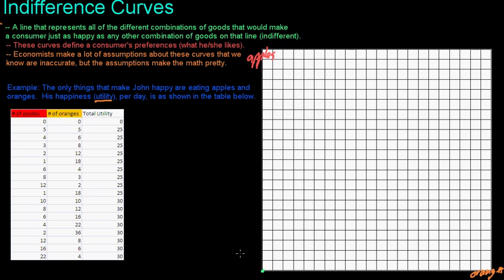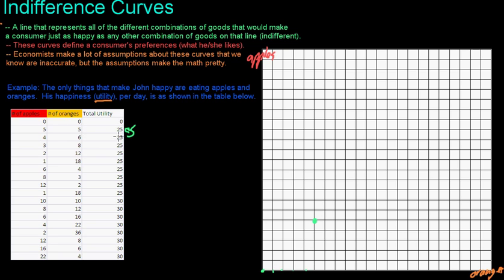Alright, so then if he gets 5 apples and 5 oranges, he has 25 units of utility. He has 25 units of happiness. So we're going to go over 1, 2, 3, 4, 5, and up 1, 2, 3, 4, 5, and this is going to be our first point on our indifference curve. So now if he eats 4 apples and 6 oranges, he is just as happy. He is just as happy as if he were eating 5 and 5.